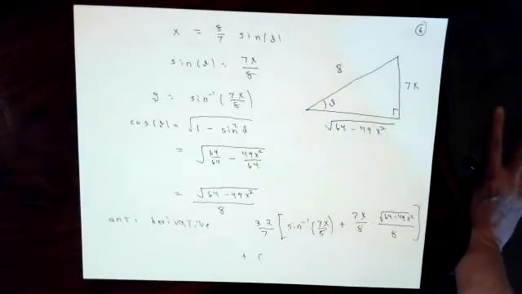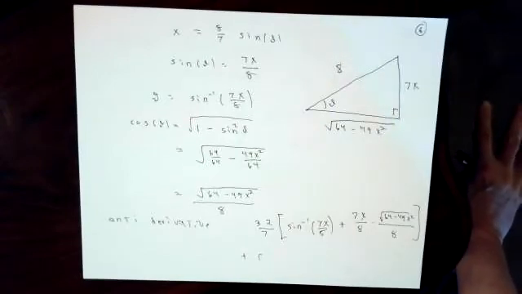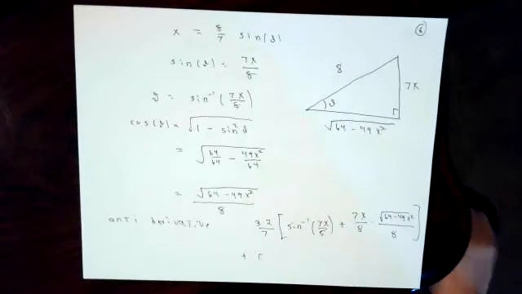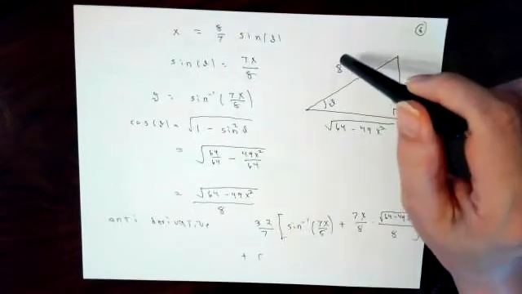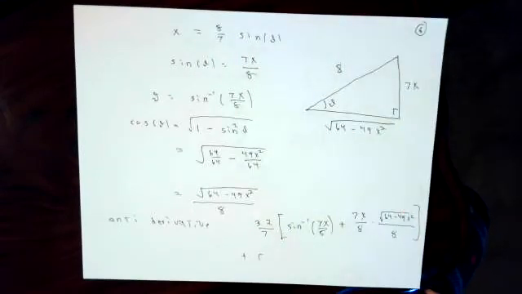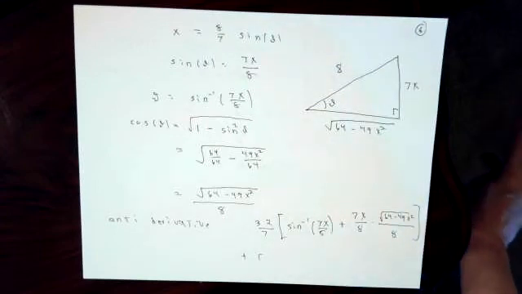We want sine of theta to be 7x over 8. So again, be as lazy as you can be. Put 7x over here and 8 there. Use the Pythagorean theorem to find the third side. And now I can calculate any trig functions of theta that I feel like.